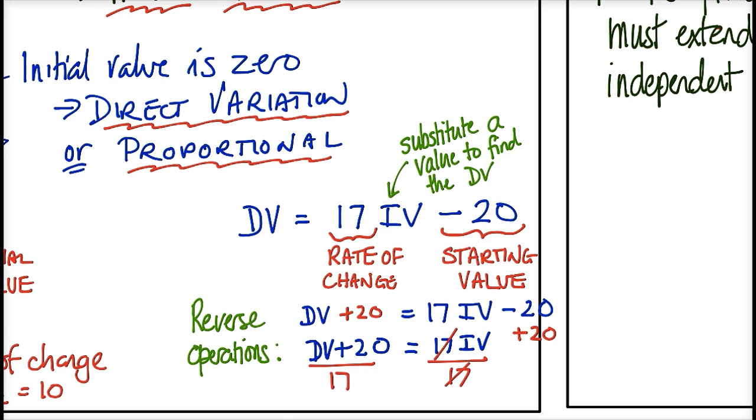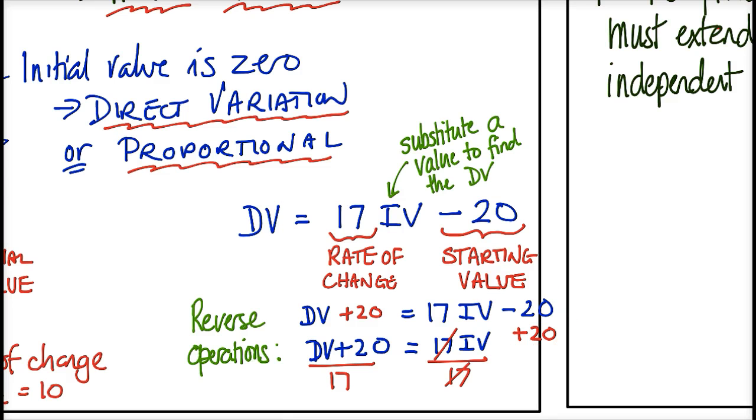That's not too difficult. But if we want to find the independent variable, then we have to rearrange this equation to get the independent variable on its own. In this example, I'd first get rid of this minus 20, or negative 20, by using what we call reverse operations. The opposite of subtracting is adding, so I add 20 to both sides of the equation. I add 20 to the left side and I add 20 to the right side. That keeps the equation balanced.